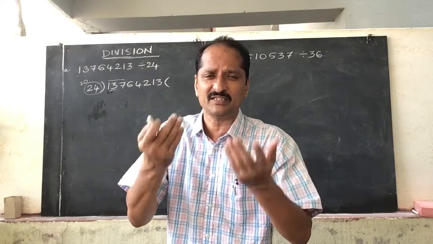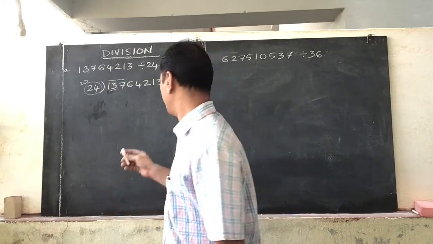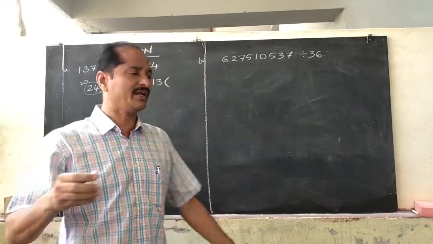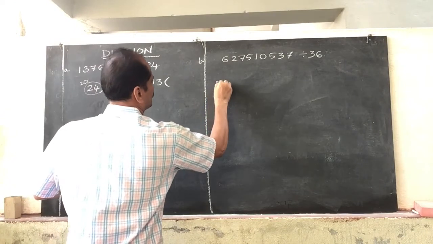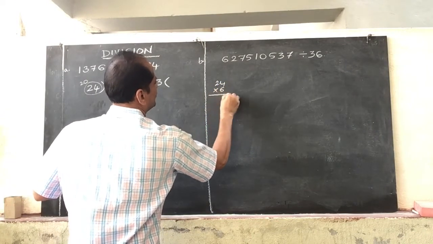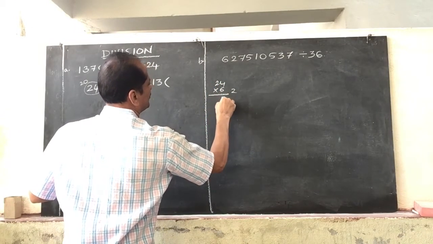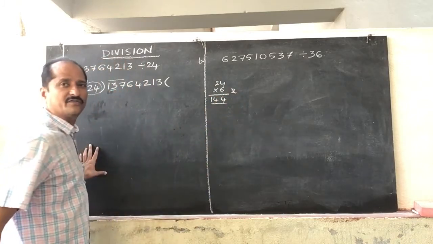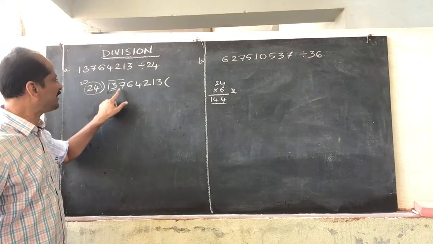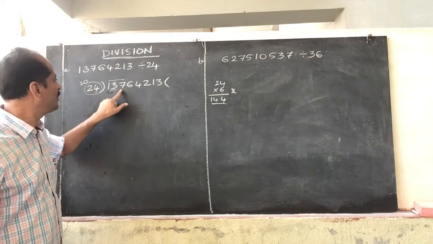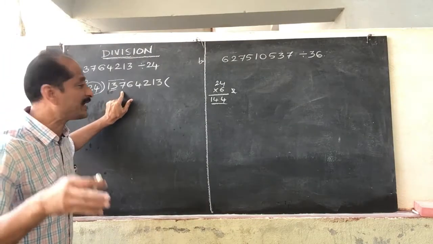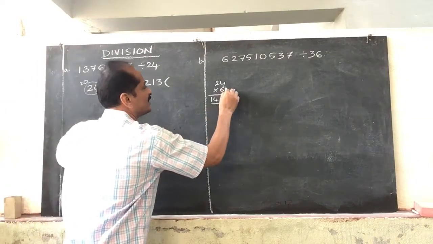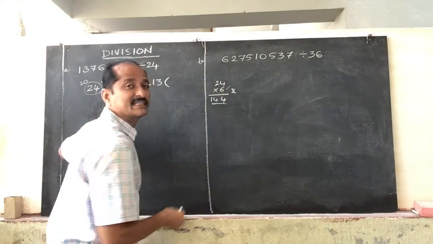Multiply 24 with 6. So see here. Whenever you are multiplying 24 with 6: 6 4s are 24, 6 2s are 12 plus 2, 14. 144. 24 6s are 144. Now is there 144 here? No. From 137 we cannot subtract 144. So it may not go for 6 times.